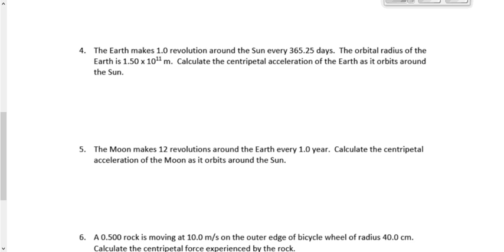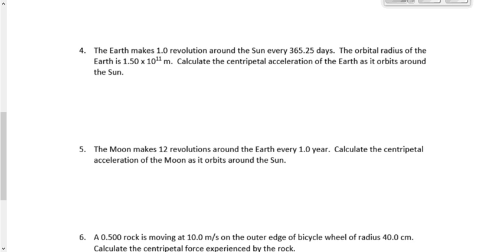What's the acceleration of the Earth as it orbits around the sun? Expecting a big number or a small number for this? Big? Okay. I'm expecting a fairly small number, actually. I think that the Earth is going to be moving very, very fast around the sun. I mean, think about that.